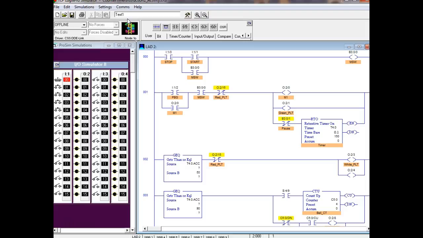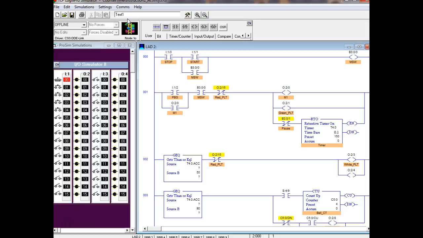Yeah. Okay. This comes through the red pilot light. That's going to cut everything off when it comes through. And then this is going to come on, turn on motor 1, turn on the green pilot light, and it's going to enable our timer at the same time. This is a retentive timer.